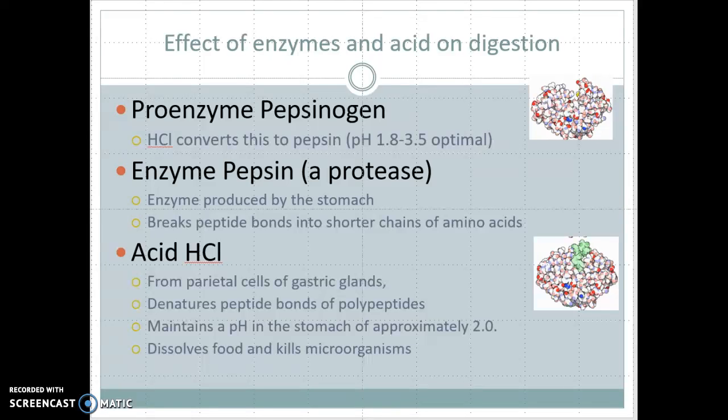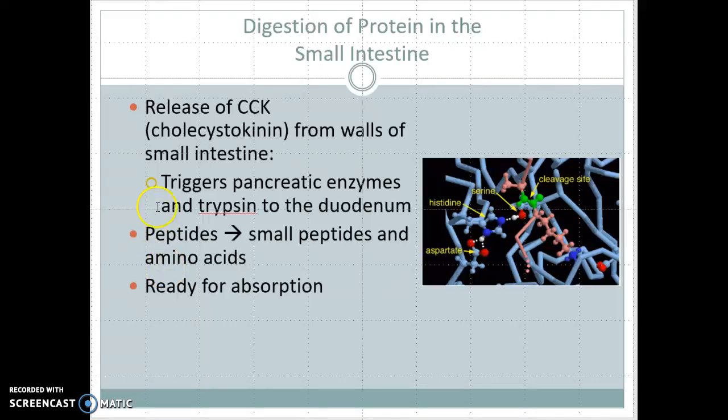And then once the protein goes to the small intestine, we mentioned the CCK from the walls of the small intestine can trigger the pancreatic enzymes to be released, and this continues to break down the peptides into smaller peptides and amino acids for absorption. So that's two steps, the stomach and the small intestine, and all the enzymes that are needed to do that job.